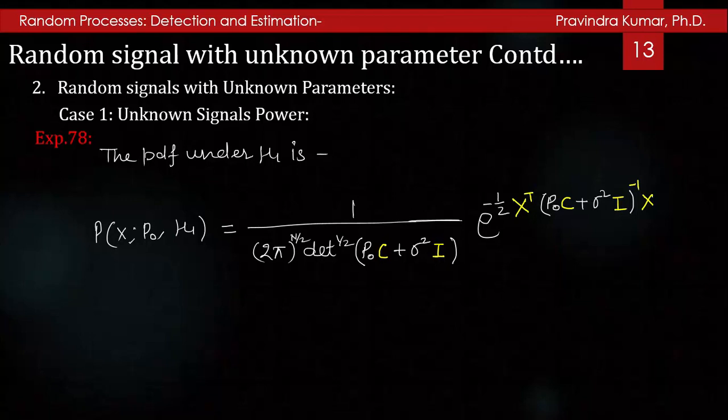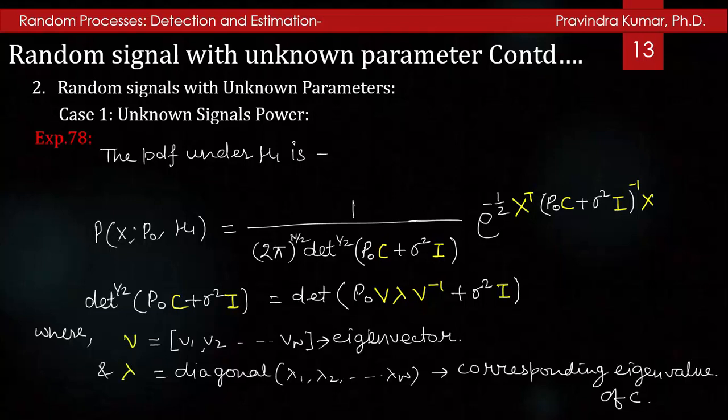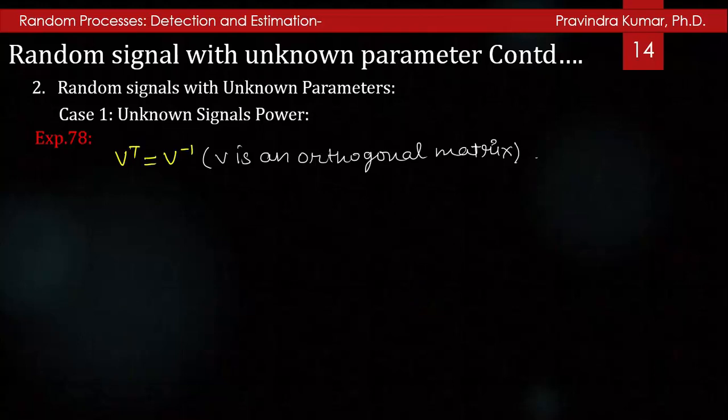To implement GLRT, we need to determine the MLE of P0. Here, the square root of the determinant of the matrix P0 C plus sigma square I will be the determinant of P0 V lambda V inverse plus sigma square I, where V is V1, V2, V3, up to Vn, the eigenvectors, and lambda is the diagonal matrix of lambda 1, lambda 2, up to lambda n, which correspond to the eigenvalues of C. I can write V transpose equal to V inverse.